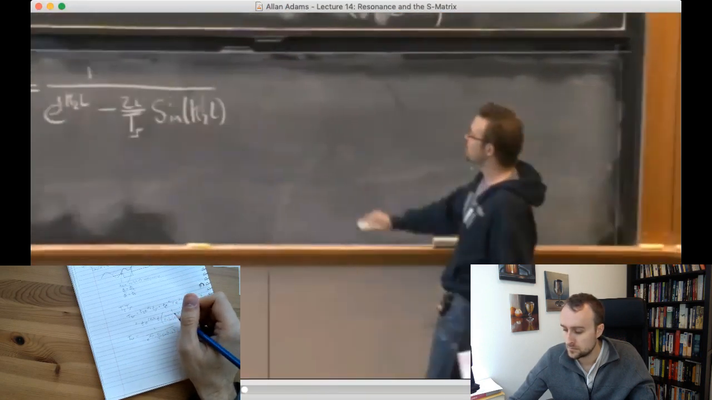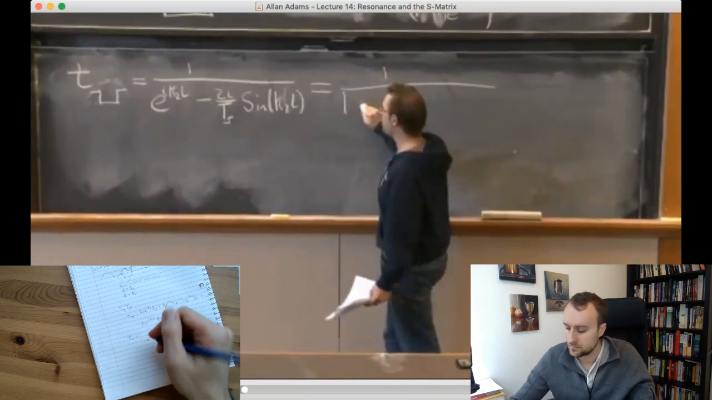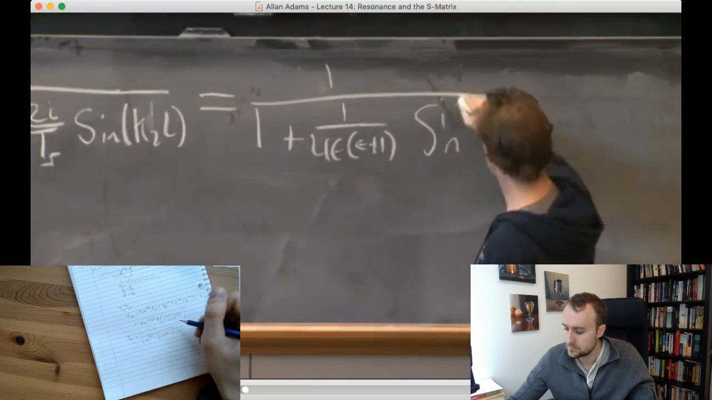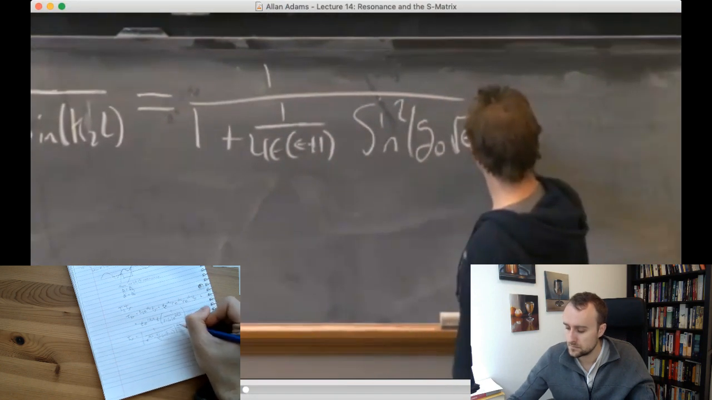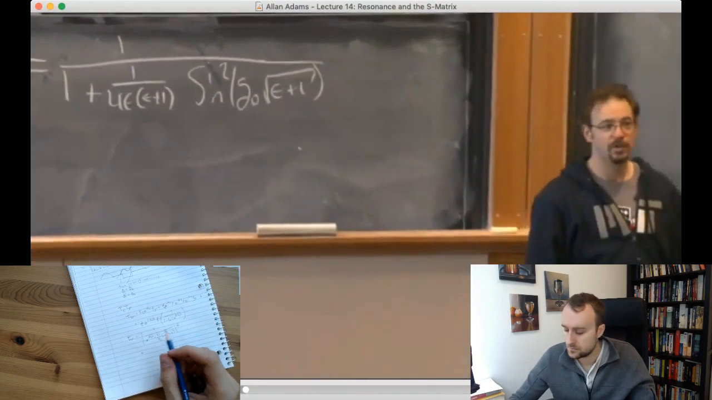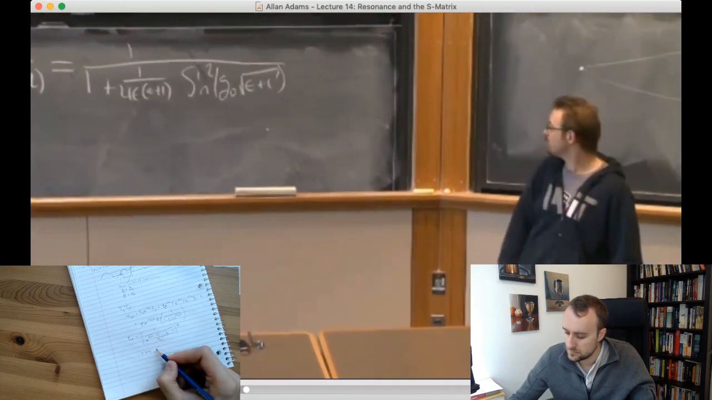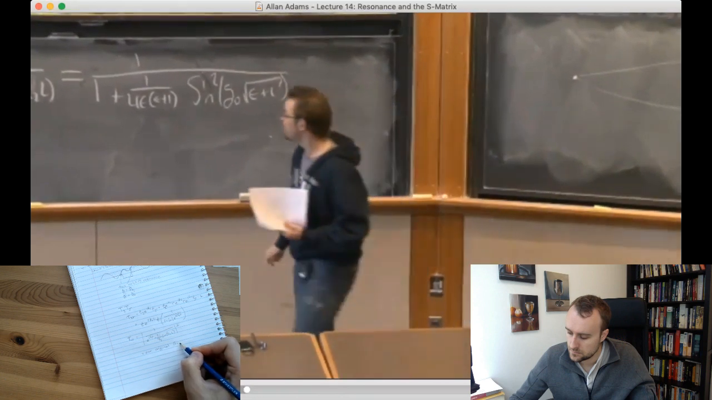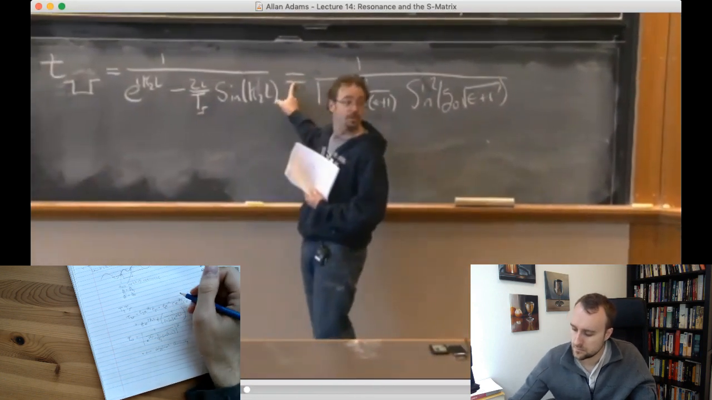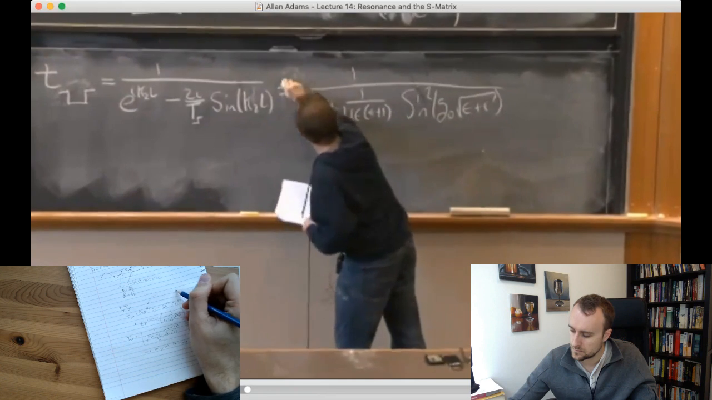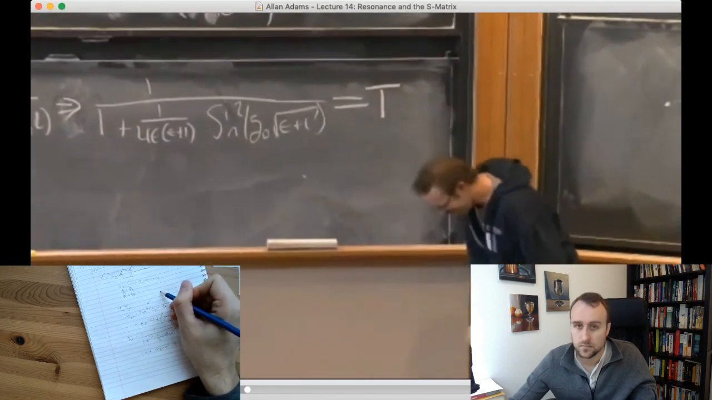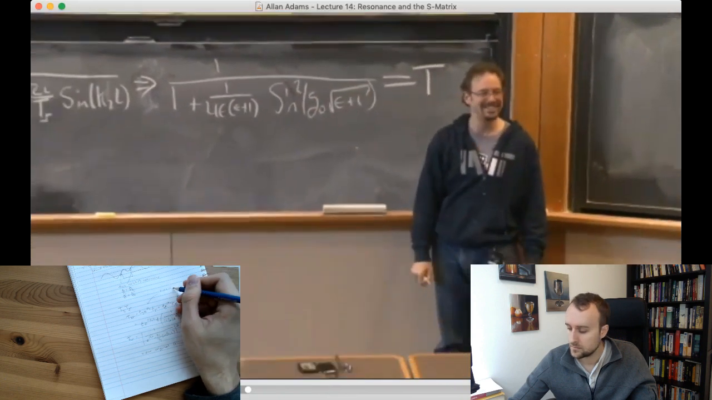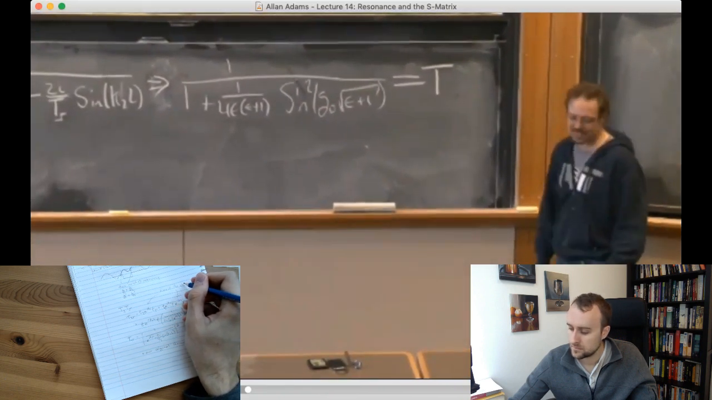And when we take the norm squared, what we get is 1 upon 1 plus 1 over 4 epsilon, epsilon minus 1, or plus 1, sine squared of g naught root epsilon plus 1. We get the same answer. Sorry? This is an inequality. Oh, sorry. Thank you, Martin. We get that the transmission probability when we take the norm squared of the amplitude is equal to this, which is the same as we got before. Thanks. Okay. So to me, this is very simple.